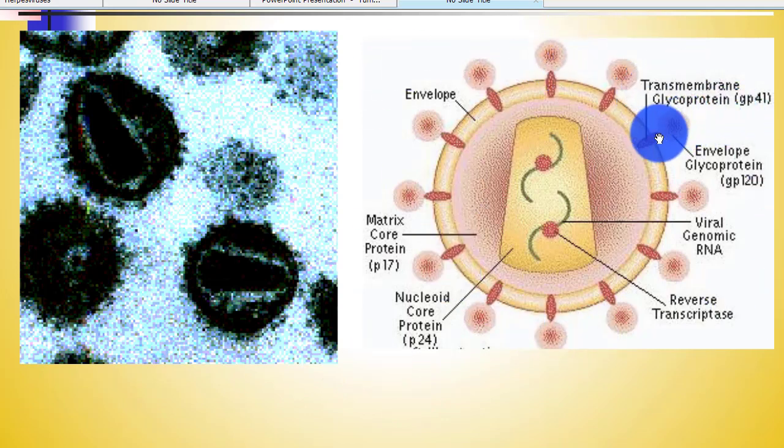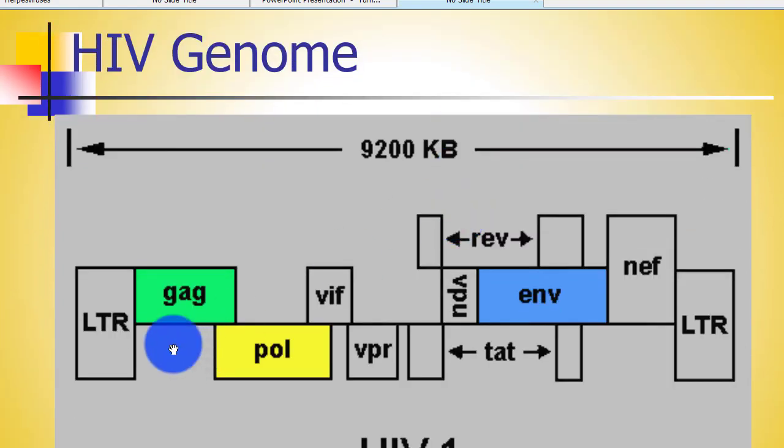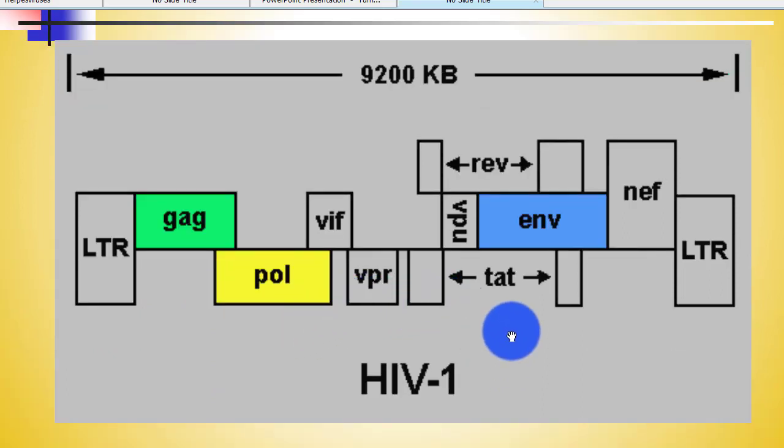Here is the HIV particle under the electron microscope, with its detailed structure. This is the transmembrane glycoprotein gp41 with the envelope glycoprotein gp120, and here the viral genome RNA, and here the reverse transcriptase enzyme, and here the nucleoid core protein p24, and here the matrix protein p17, and here the envelope. The HIV genome has LTR, gag, pol, env, and LTR.